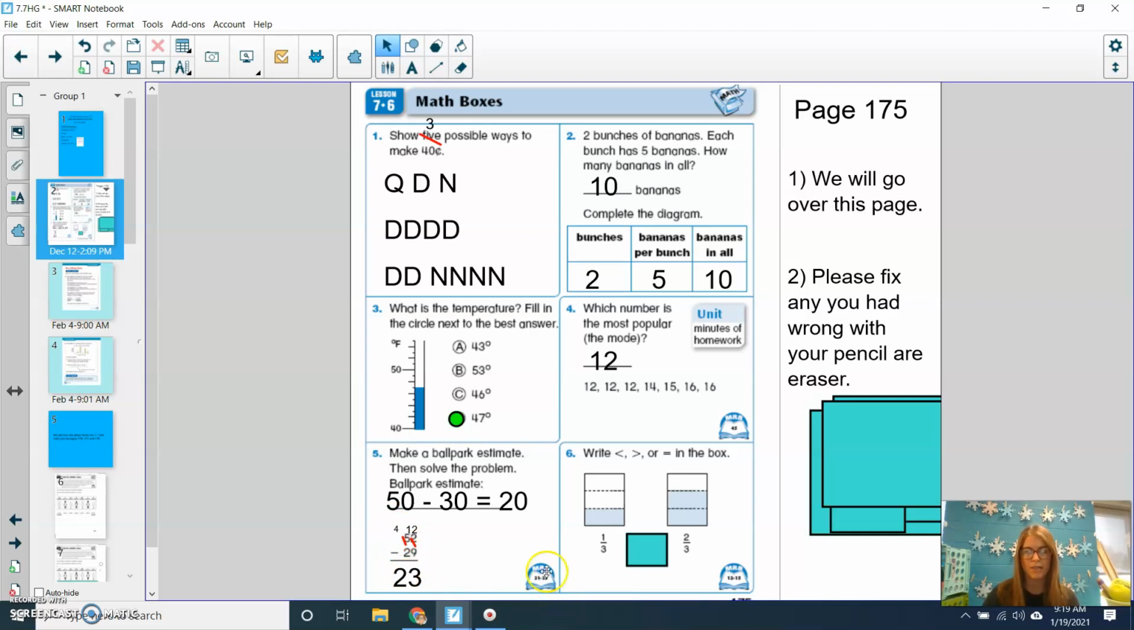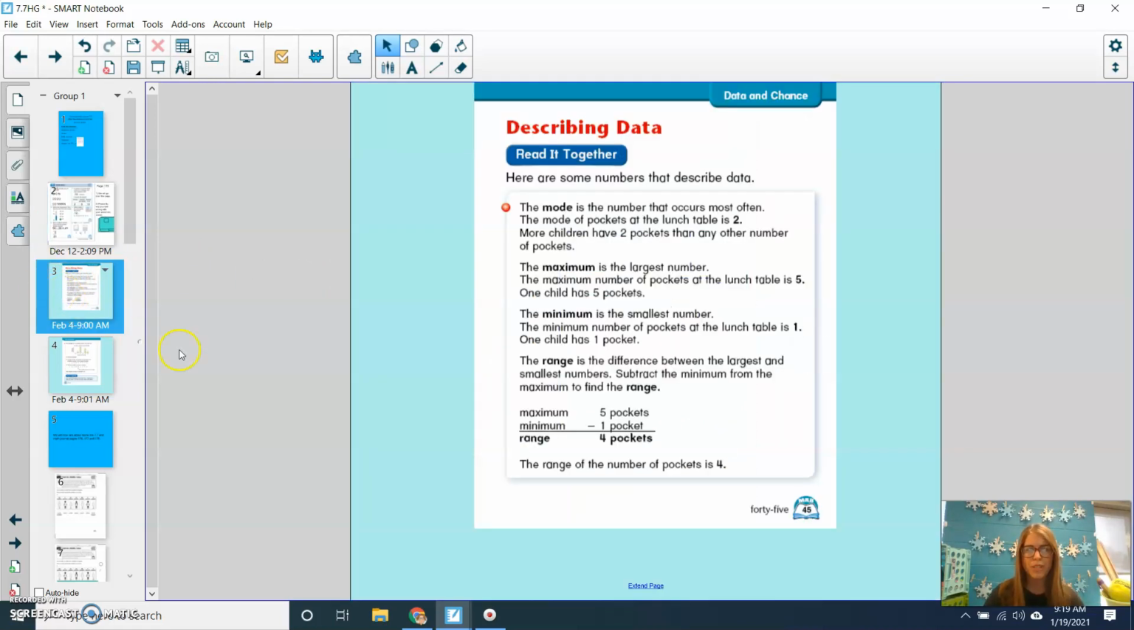For question 6, write less than, greater than, or equal to in the box. And I know that 1/3 is less than 2/3. So double check to make sure you have your page correct before moving on to the next part of the lesson. For this part, you don't have to write anything down, but if you can just listen and follow along.